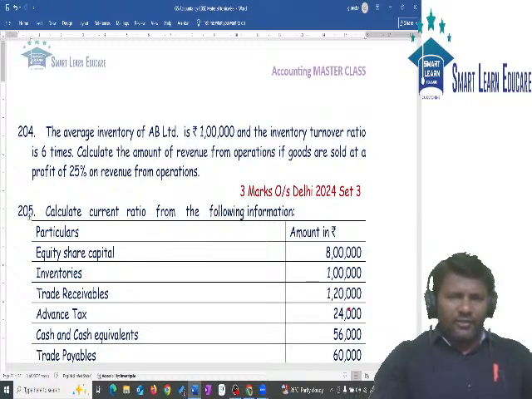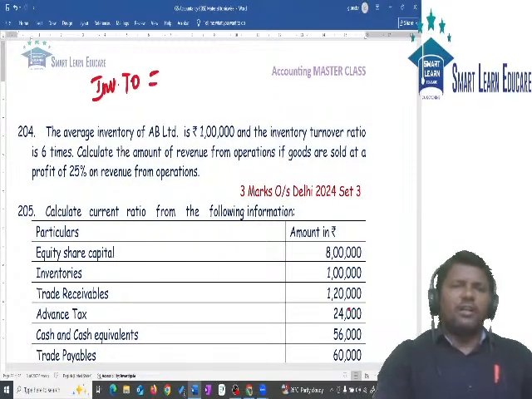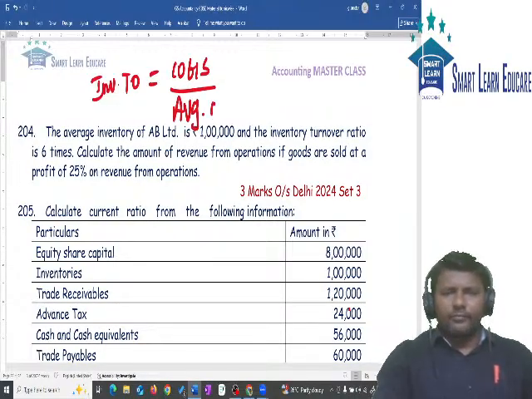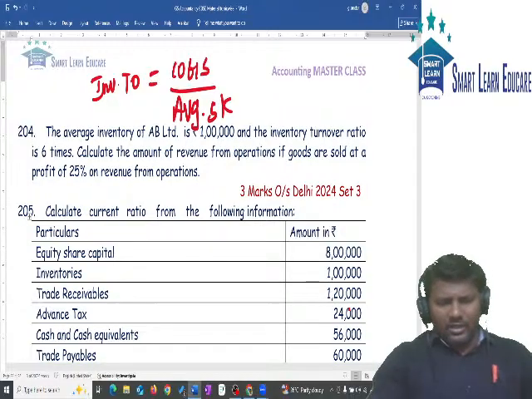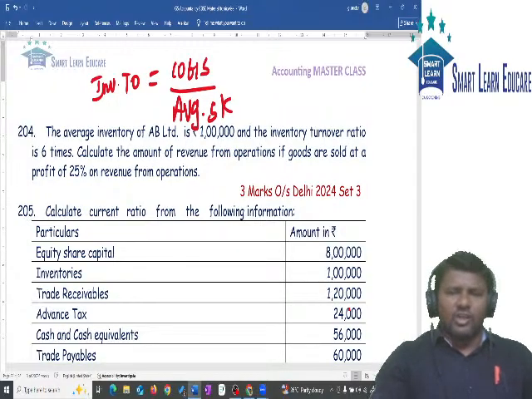What is the information given? Inventory turnover ratio. What is the formula for inventory turnover ratio? Inventory turnover ratio is equal to cost of goods sold divided by average stock. So in the question, average stock is given as 1 lakh. Inventory turnover ratio is also given.